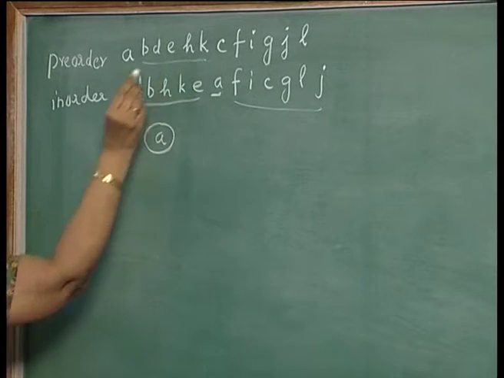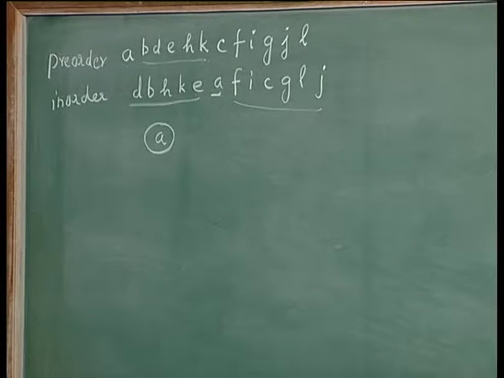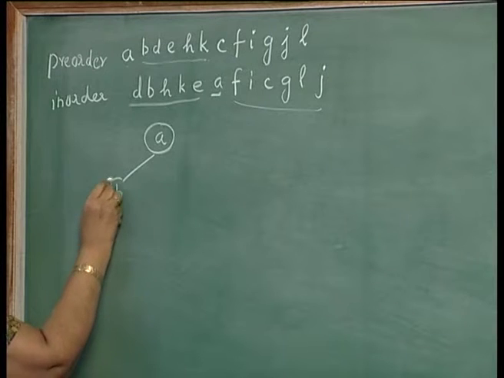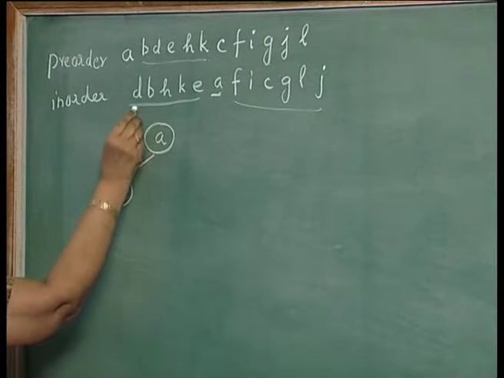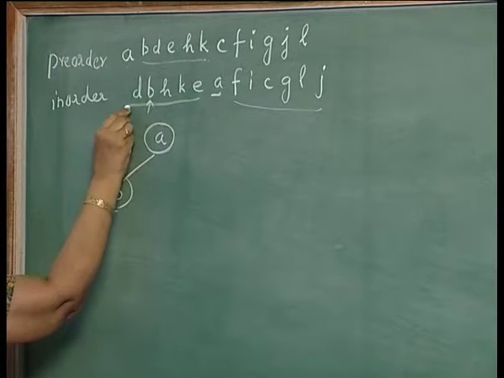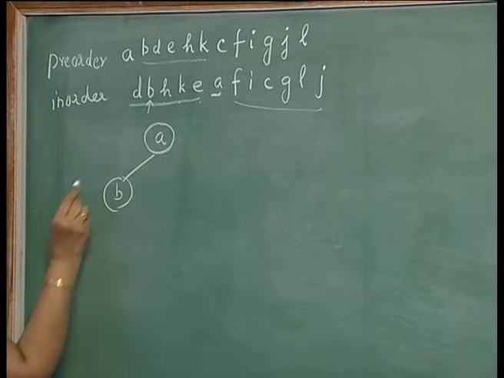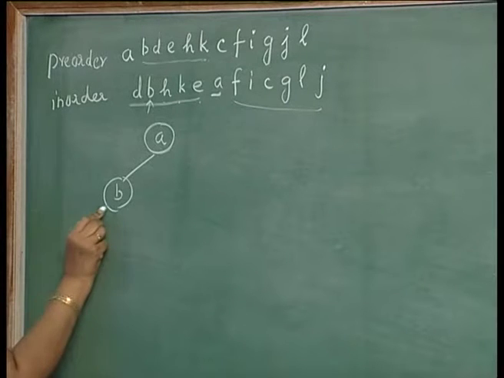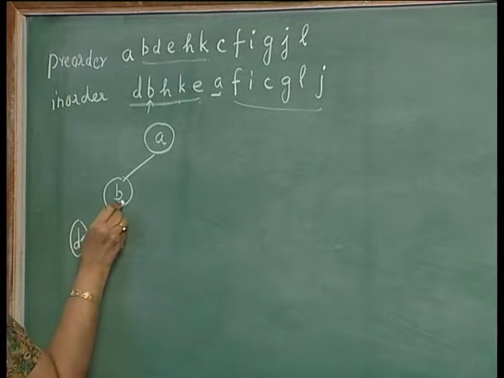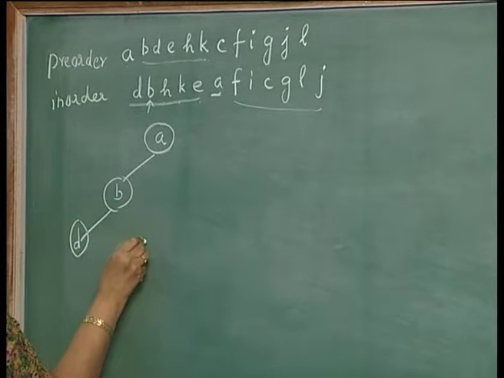Now, this left subtree is again traversed in the pre-order manner. So, B will be the root. So, B is the root here. So, D is the left subtree of that and H, K, E occur on the right subtree. So, D will be here and H, K, E should occur on the right subtree.